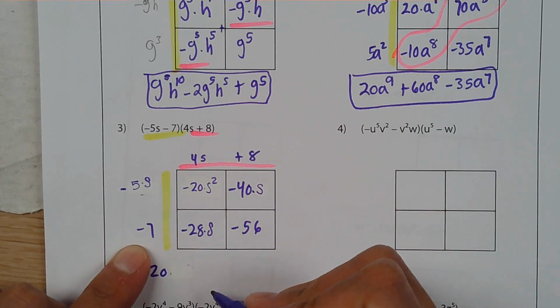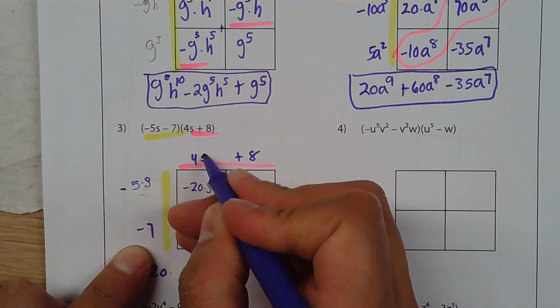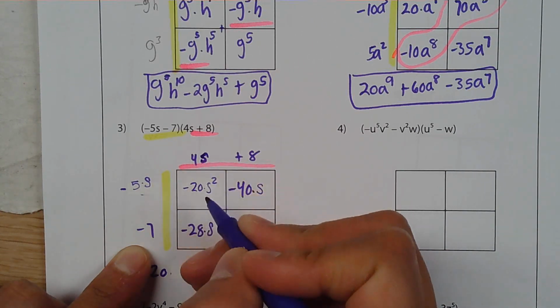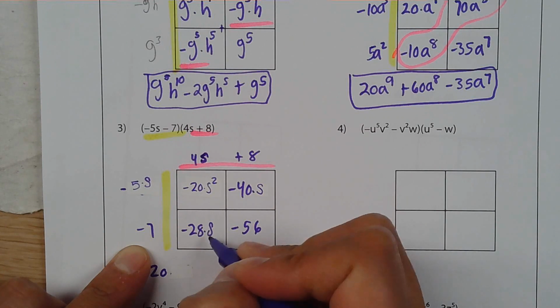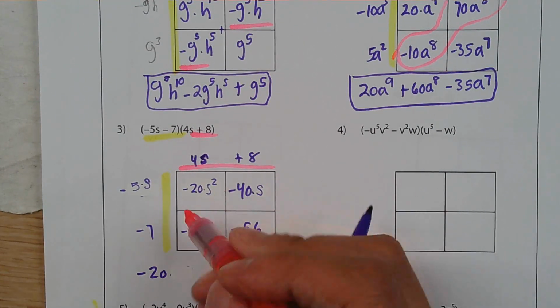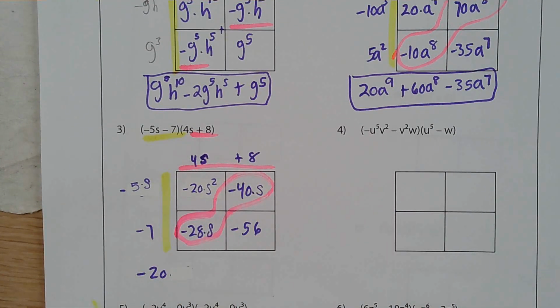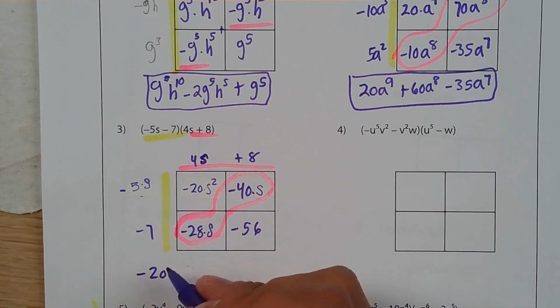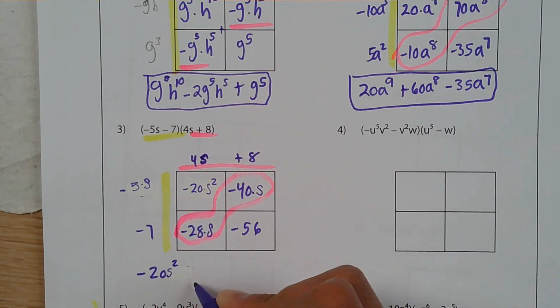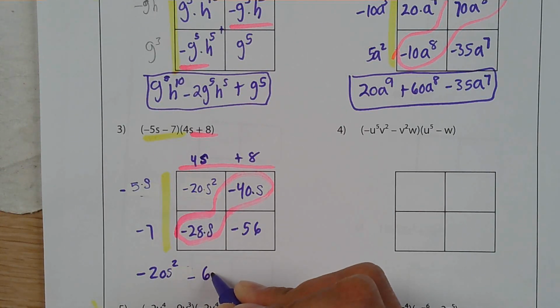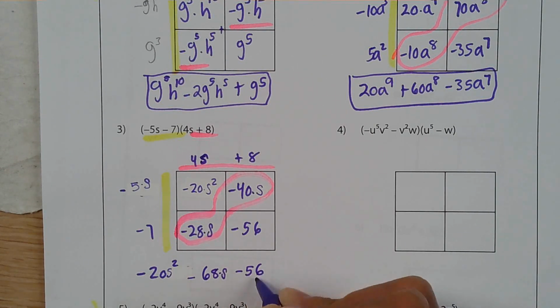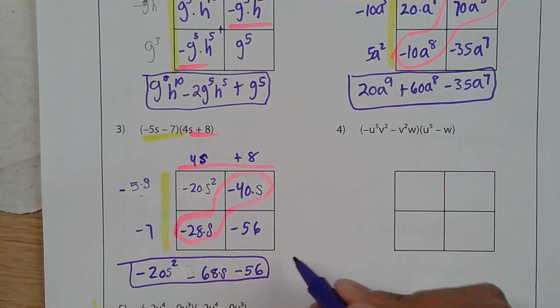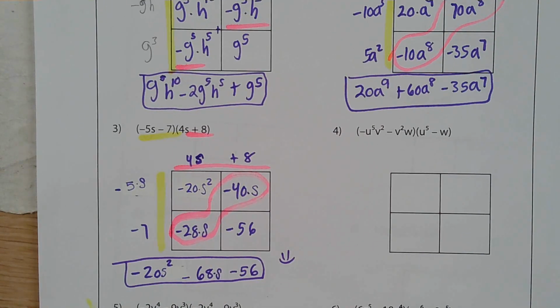Negative 7 times 4s, not 45, for s is negative 28s. So in this case, I could combine like terms. So then I have negative 20s squared minus 68s minus 56. And now we are good. Whew, that was a hard one.